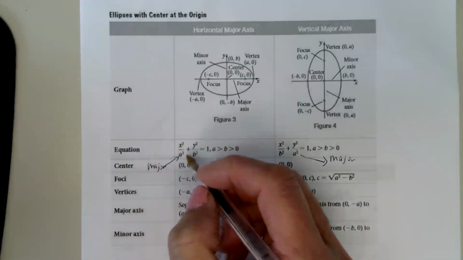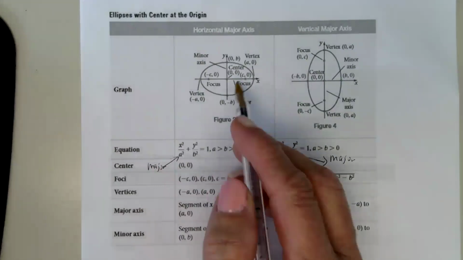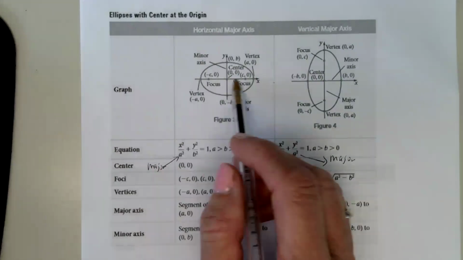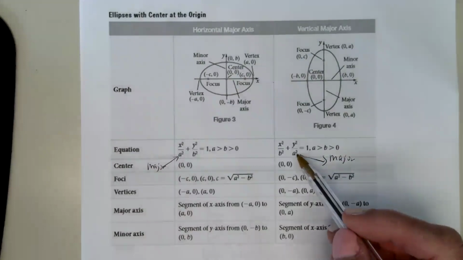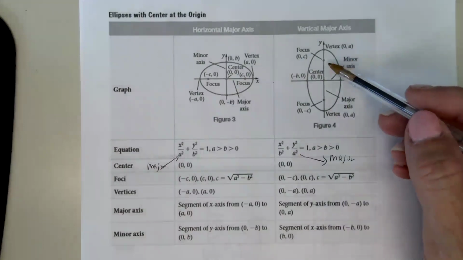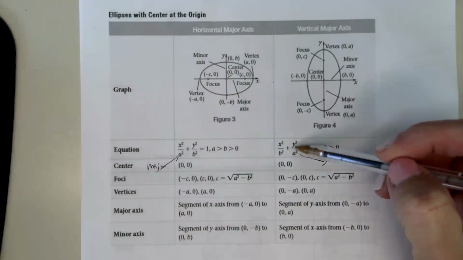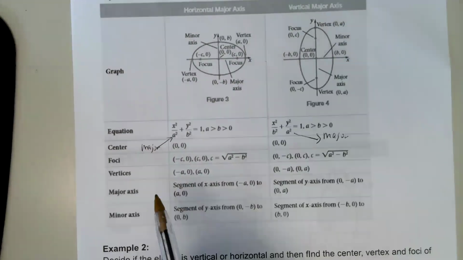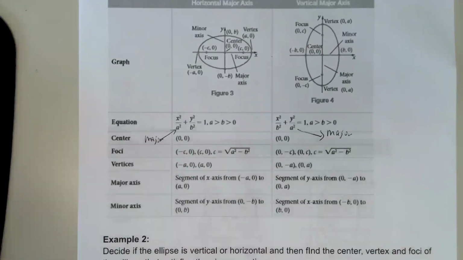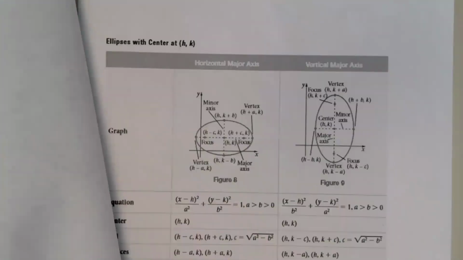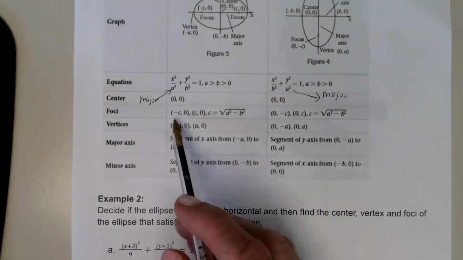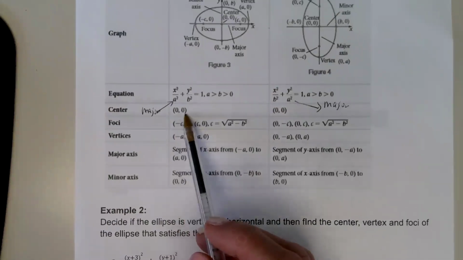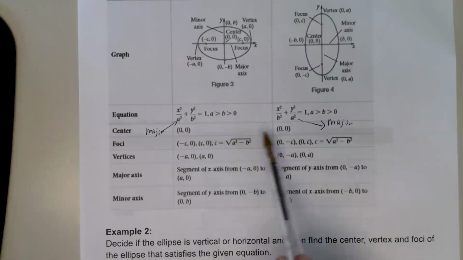So if a is underneath the x squared, then it tells you that the x-axis is the major axis. And a is under the y squared over here, so the y-axis is where the major axis is. The center is at (0, 0). We will have some shifting on the next page, shifting left and right and up and down from the center at the origin, but these first basic ones are at the origin.